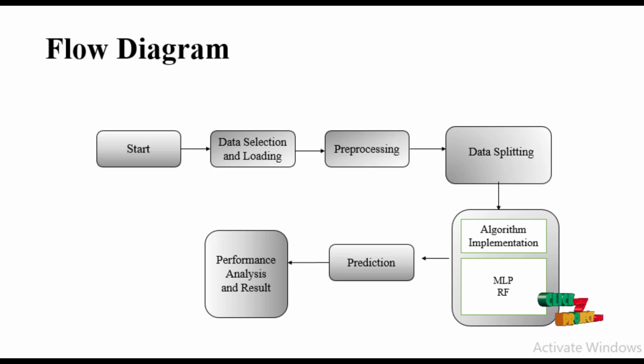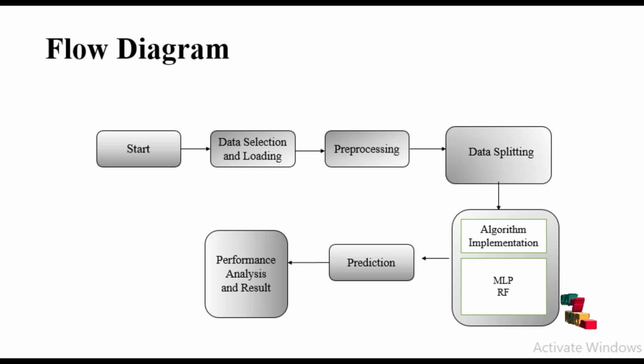So after successful pre-processing, we are going to split the data. Data splitting is nothing but splitting into train and test. Most of the data will be in the train and the remaining will be in the test. The test data will be used for evaluation. After a successful split, we are going to apply algorithms on those data.